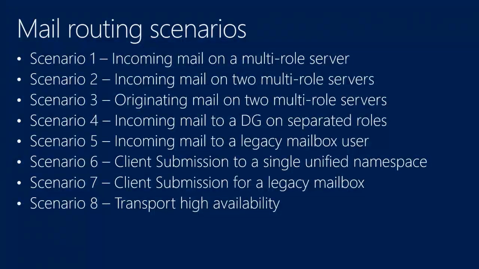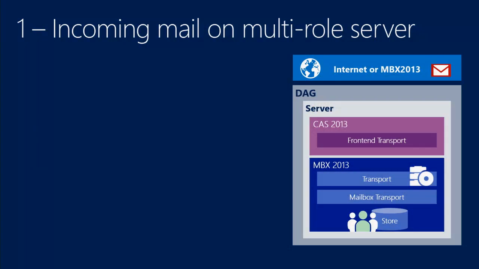So I have 8 specific routing scenarios to cover today: multi-role servers, dedicated servers, legacy, client submission, and then we'll talk about transport high availability. The first one is a multi-role server, a single server that has both the client access server role and the mailbox server role.